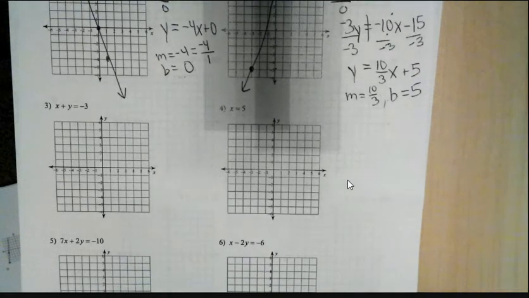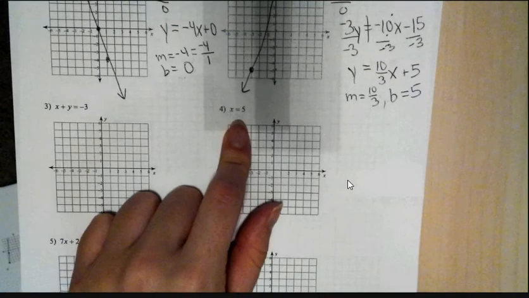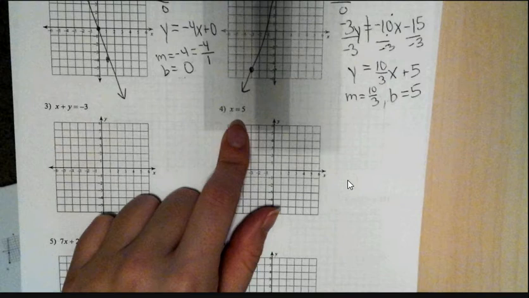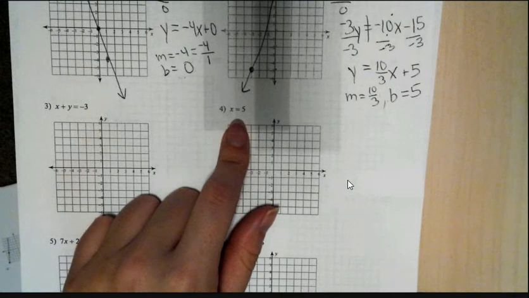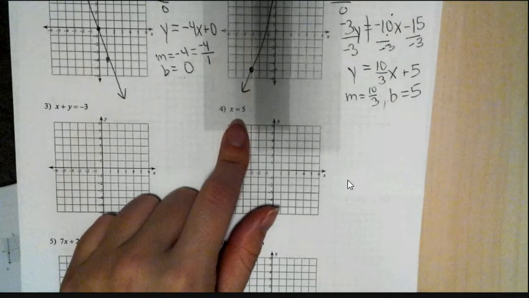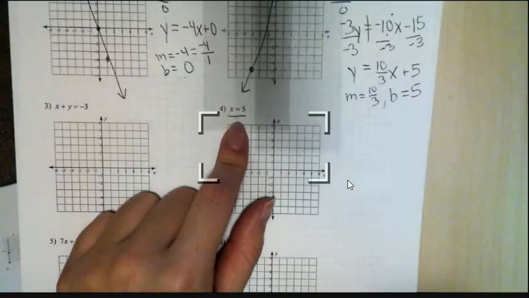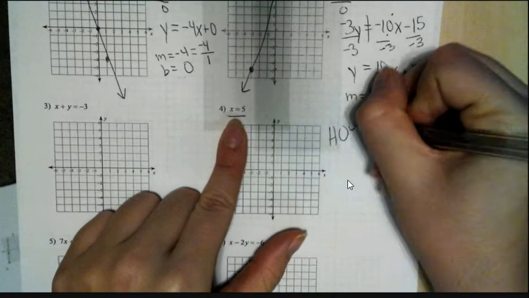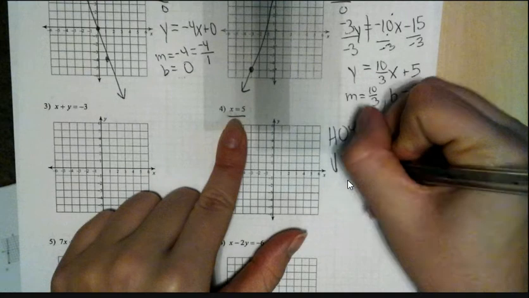Number 4 is a little bit different because I have x equals 5. I don't have a y. I'm not given a slope. I'm not given a b. So whenever we have something like this, we have to remember the acronym HOY VUX.